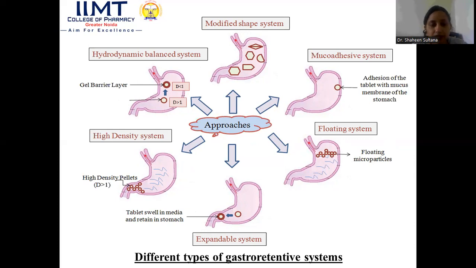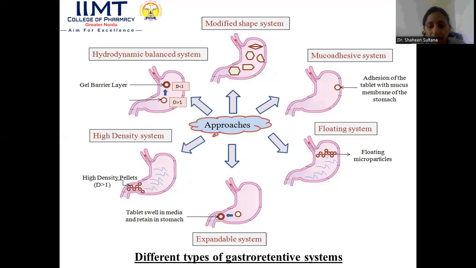Now, high density systems are formulations whose density is more than 1. So when their density is more than 1, they settle at the bottom of the stomach, which is near the pylorus. So they withstand all the peristaltic movements of the stomach and remain in the stomach for a long period of time.